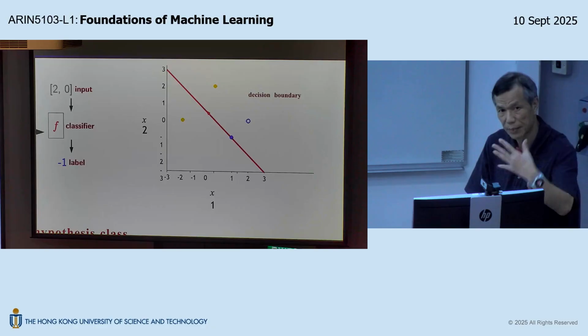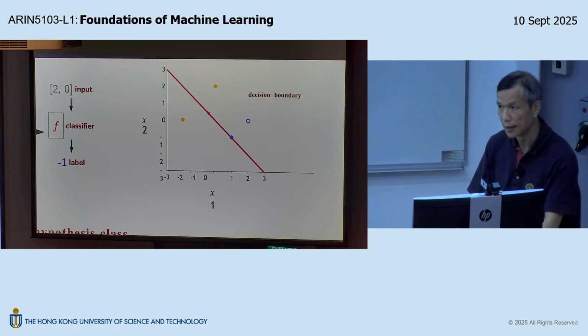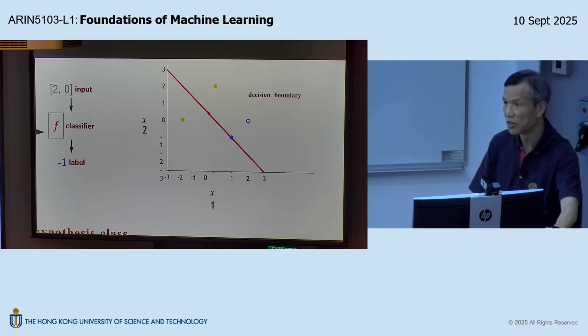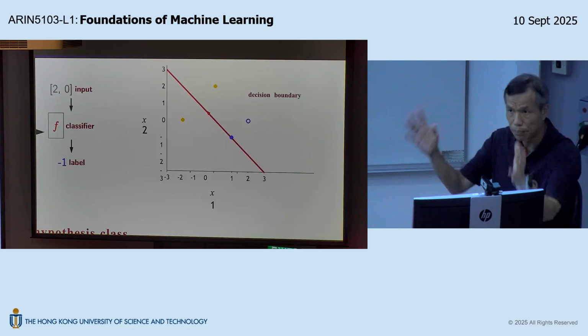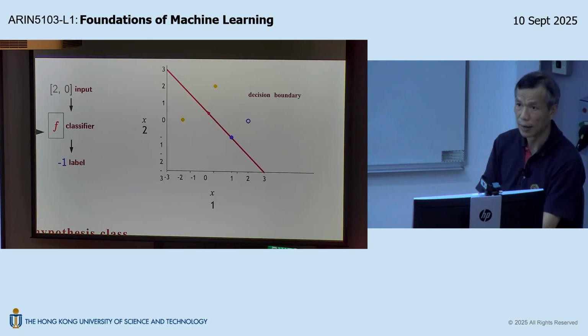If I have 3-dimensional inputs, then the boundary is a plane. So this is x1, x2, right? More generally, you can have 3 inputs, x1, x2, x3, and you can still have a linear boundary. So the boundary is a plane. More generally, if you have high dimensional input, then the boundary is called a hyperplane.